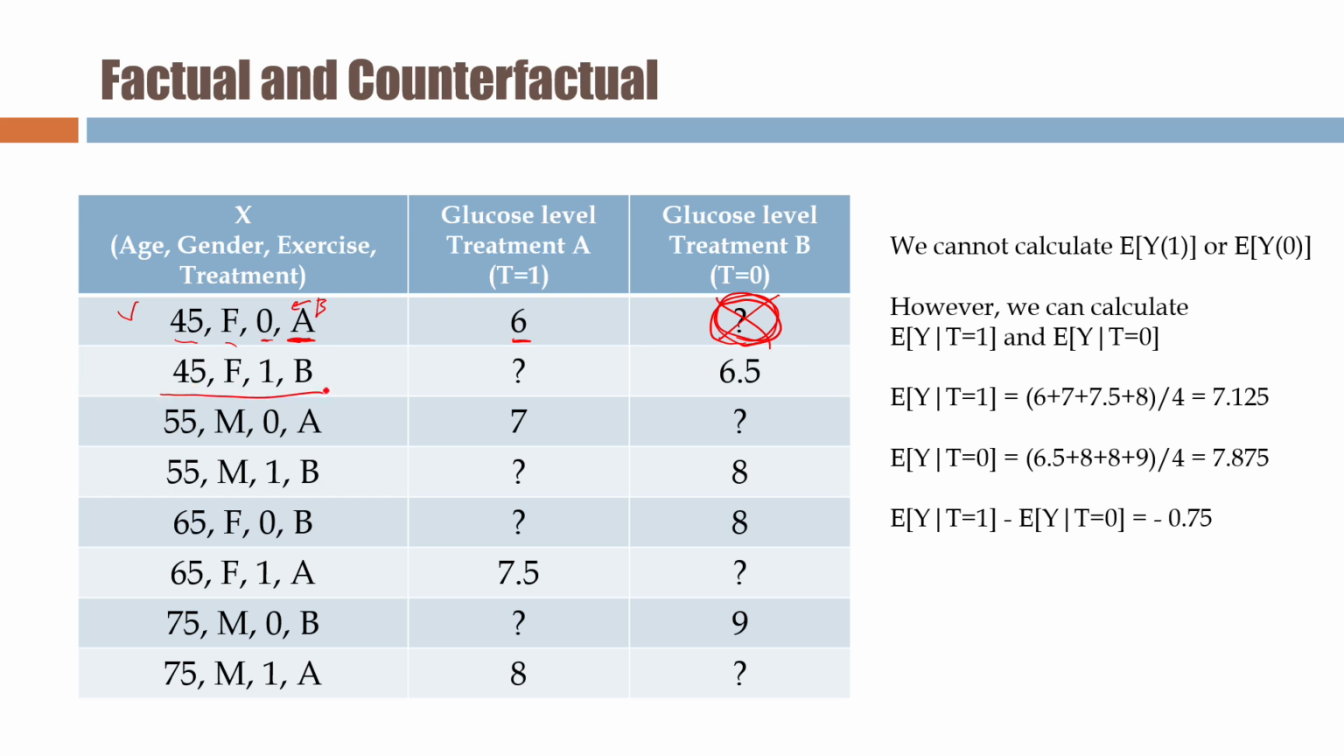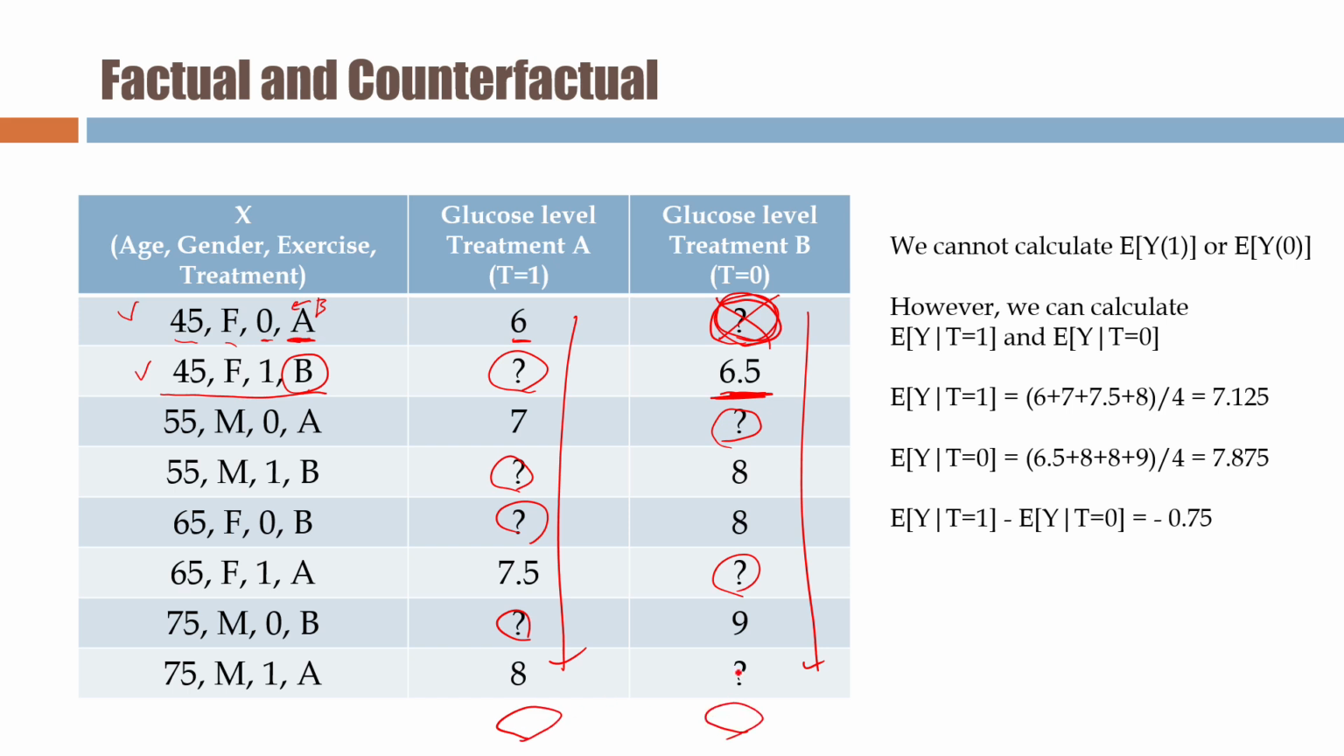And this second patient got treatment B, so I know what the result is here. But what would happen if we provide treatment A to this second patient? I don't know. So in all the cases, this is the fundamental problem. We don't have all the data. If we know all of this data, yeah, we can calculate the average over here, and then you can compare, and you can talk about what is different.